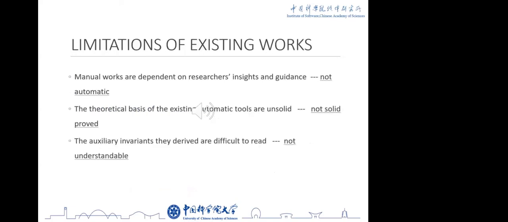Limitations of existing works lie in three parts. Firstly, auxiliary invariants need to be found by people, so much manual labor needs to be paid. Secondly, no solid proof is given. Thirdly, we need to understand auxiliary invariants better.